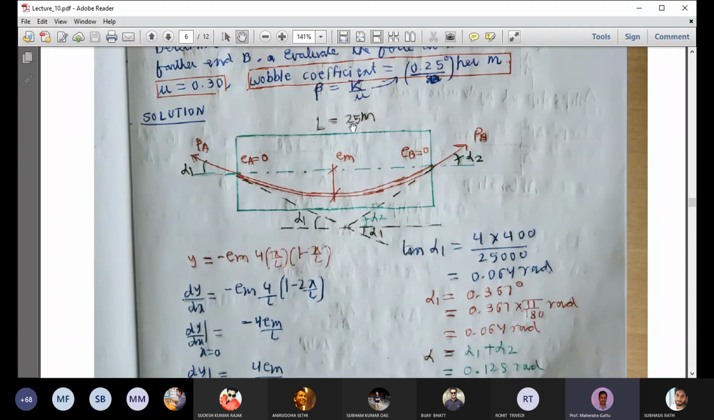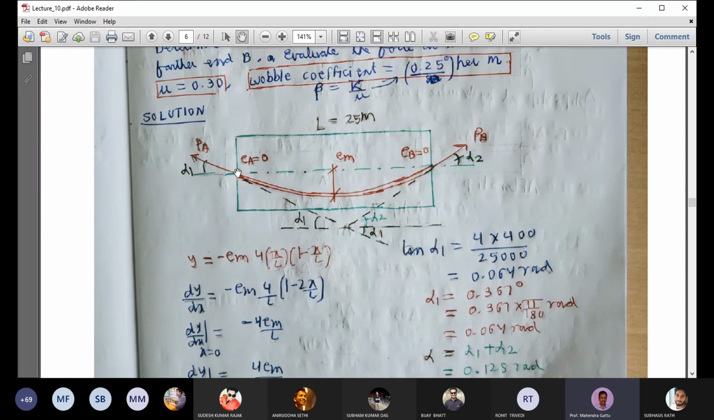So we have the beam of length 25 meters. This is the neutral axis of the beam, and we have a cable which is parabolic in shape, and the eccentricity of the cable at the left edge and right edge is 0. That means the cable will pass through the neutral axis at the left edge and the right edge, and at the center the eccentricity is 400 millimeters, which I am denoting by EM. The cable is anchored at B, and from A we are applying the hydraulic jack force, and the tangent at this point is this line, and the tangent at point B is this line.